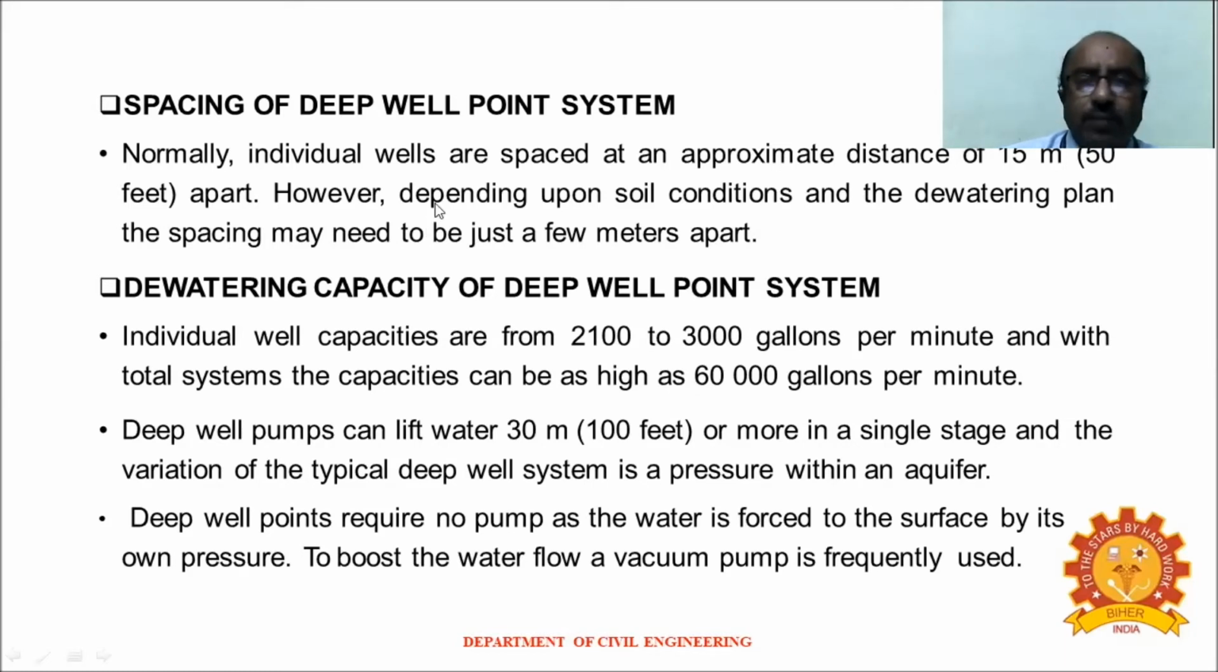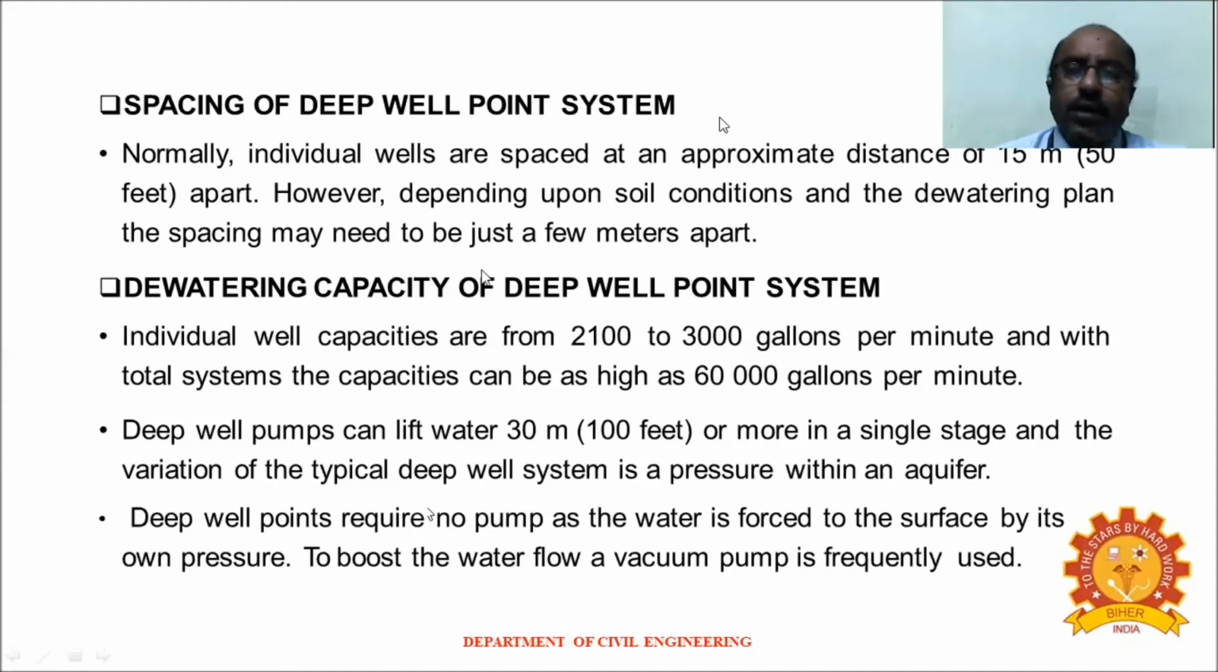And the spacing of the deep well system also can be changed. Normally, individual wells are spaced at an approximate distance of 15 meters, that is 50 feet, whereas in the case of the well point system, we have seen that it is only 1.5 meters. However, depending on the soil conditions and the dewatering plan, the spacing may vary. So that we can find out what the yield is, and accordingly we can vary.